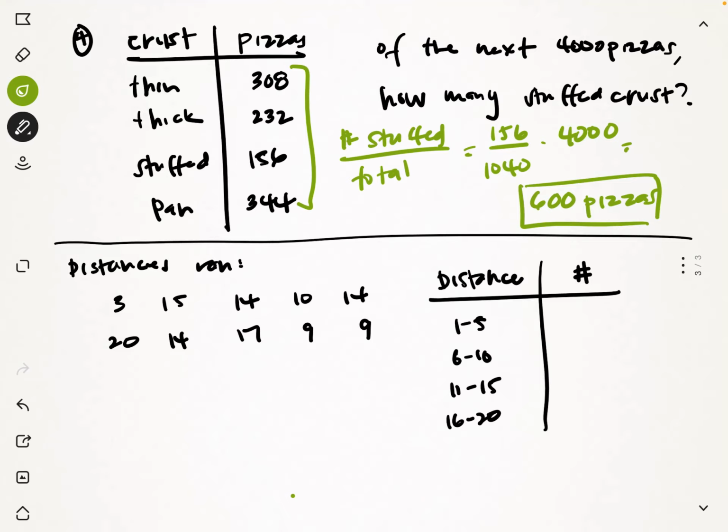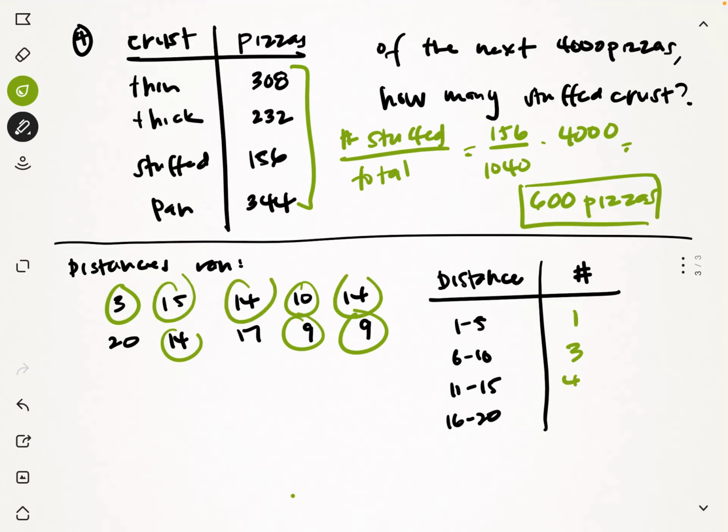Okay, the next one shows a list of distances ran by separate people. So we have 3, 15, 14, 10, 14, 20, 14, 17, 9, and 9. And all we're going to do is write the number of runners in each category. So distance 1 through 5, there was 1. 6 to 10 would be 3. 11 to 15 would be 4. And then 16 to 20 would be 2.